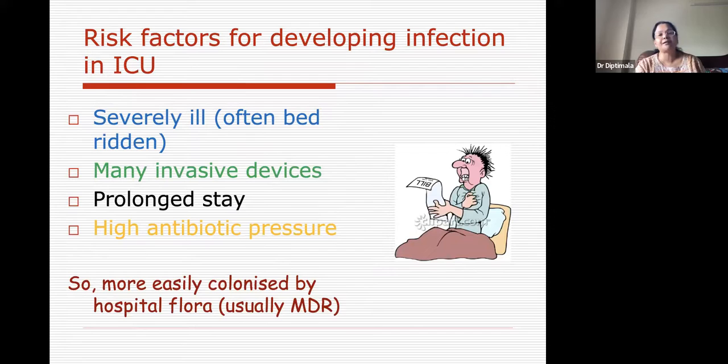What are the risk factors for acquiring these nosocomial infections in ICU? These patients are severely ill. They are bedridden. They have many invasive devices in the body. The number of days stay in ICU is long, and they are on many antibiotics. So they are more easily colonized by hospital flora. Usually, these are the multi-drug resistant flora.